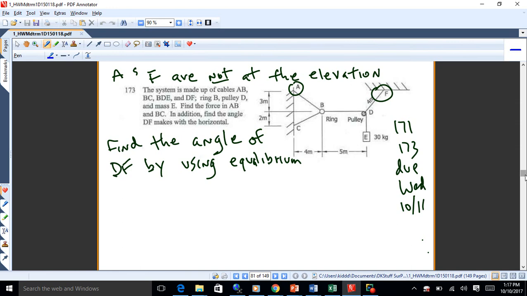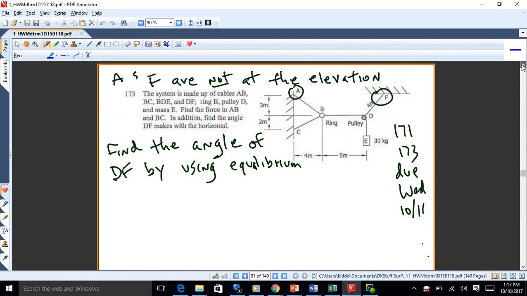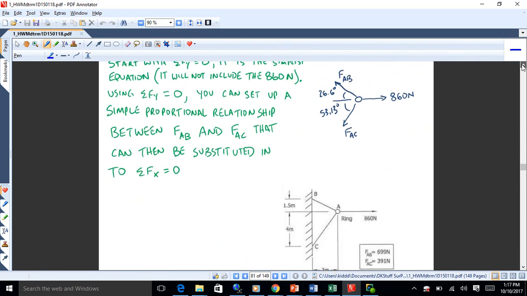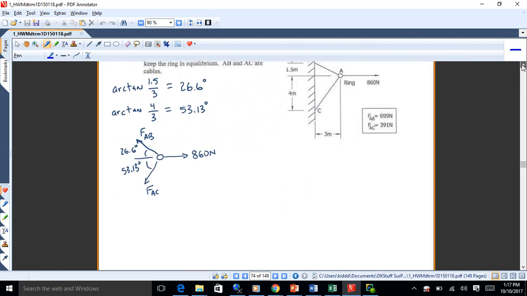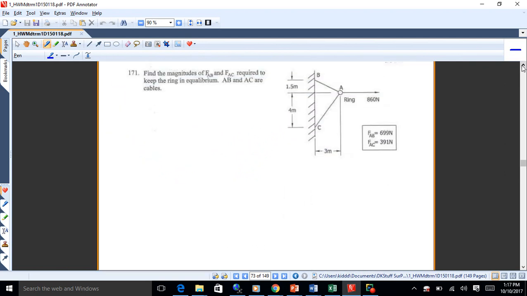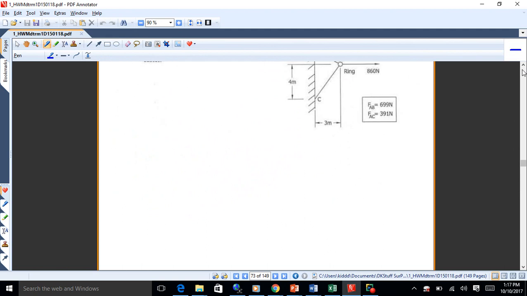And the 2D problems are somewhat similar, and the 3D problems, both of them are somewhat similar. So let's have a look. Why don't we start with 171. Do we got questions with this one, 171?